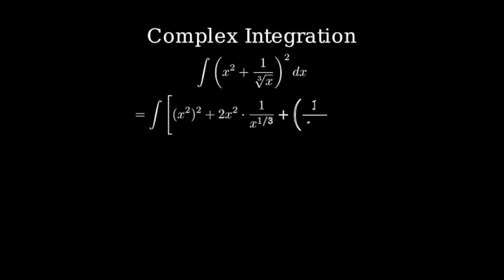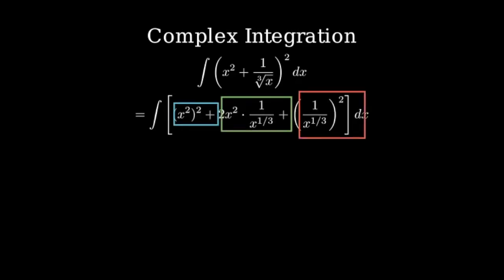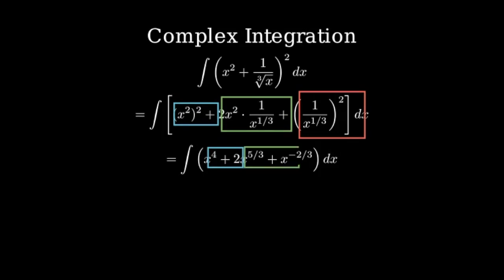When we square a binomial, we get the square of the first term plus twice the product of the terms plus the square of the second term. Let's simplify each term. The square of x squared is x to the fourth. For the middle term, we multiply x squared by 1 over x to the 1/3, giving us 2x to the 5/3. And the square of 1 over x to the 1/3 gives us x to the negative 2/3.